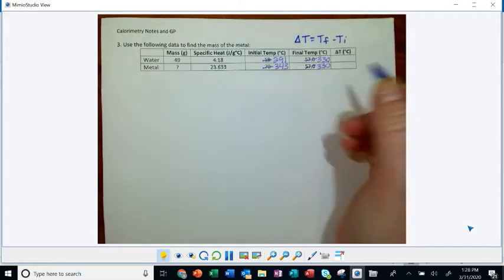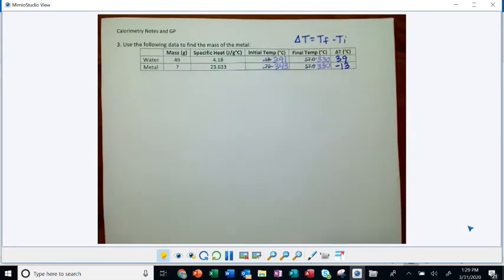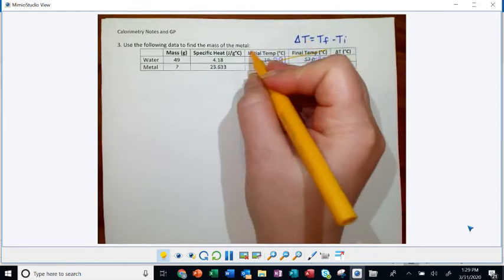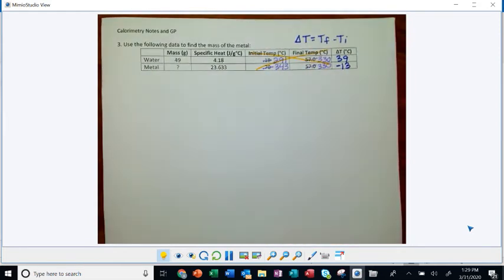Alright, we've got those. So now we need to calculate our delta T using our equation that delta T equals T final minus T initial. So we're going to do 330 minus 291 and you get 39. And 330 minus 343 gives you negative 13. We are done with our final and initial temperatures, so cross those out, and we are ready to solve.